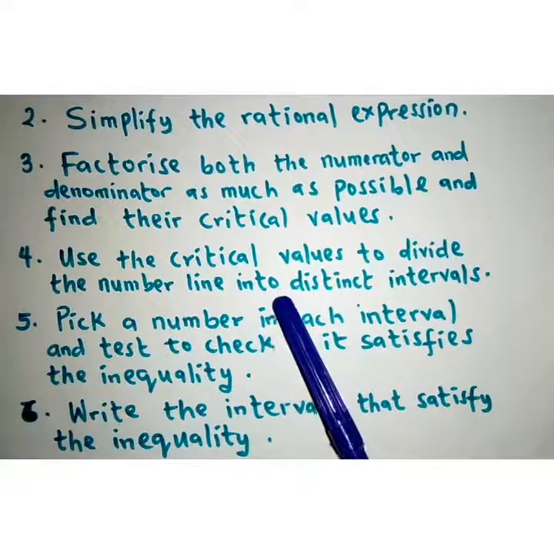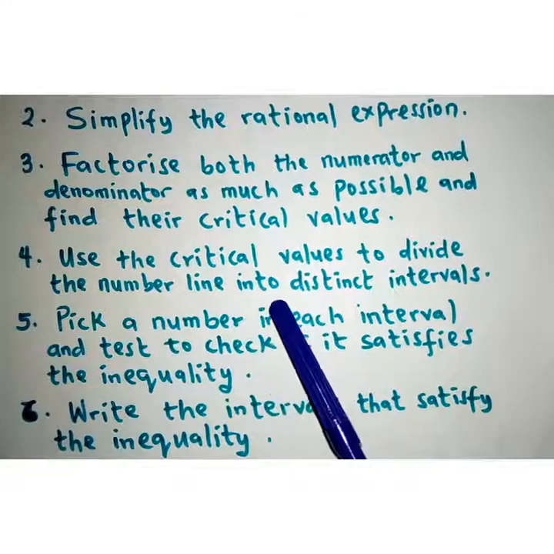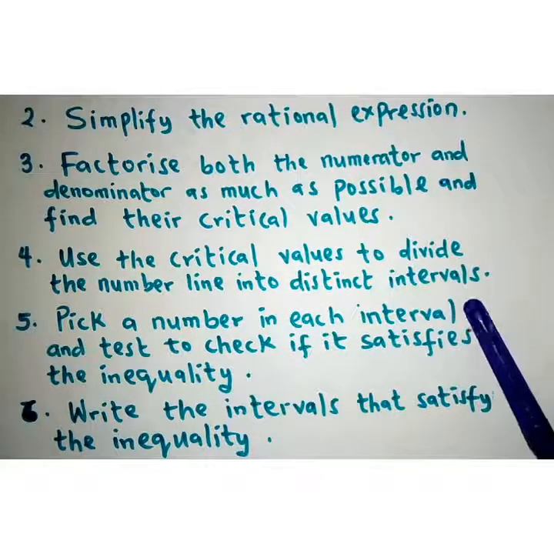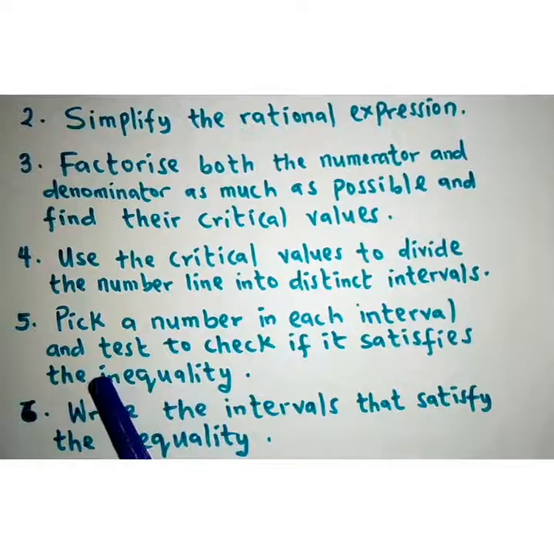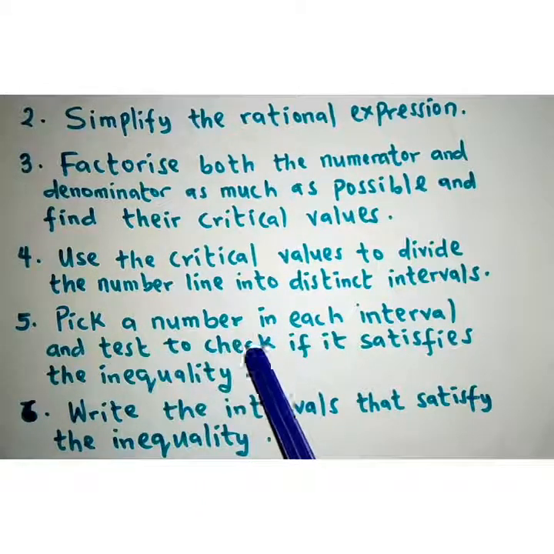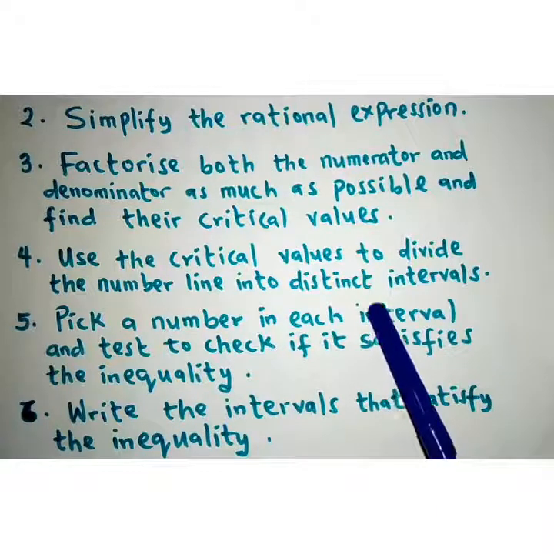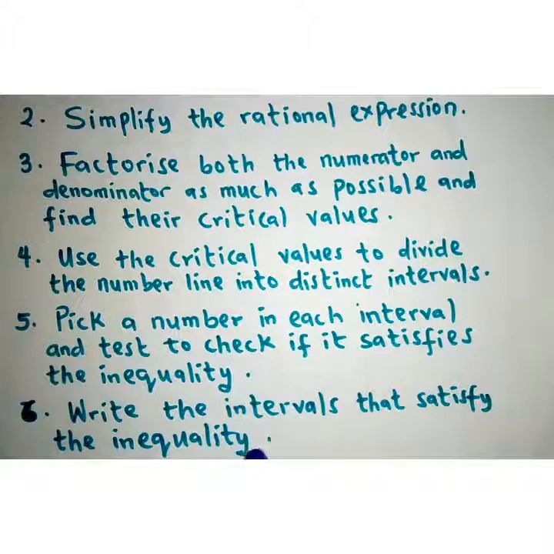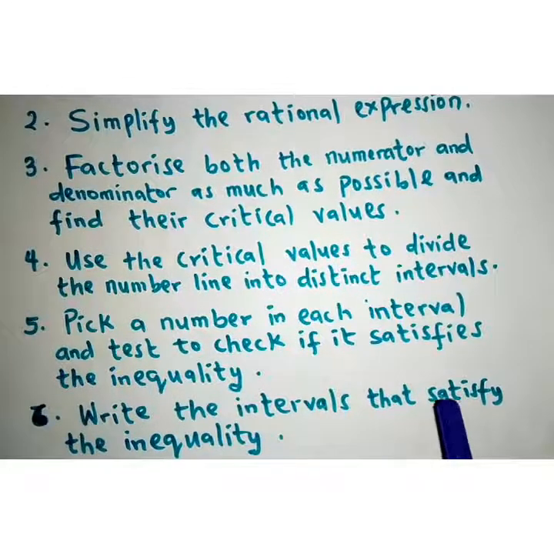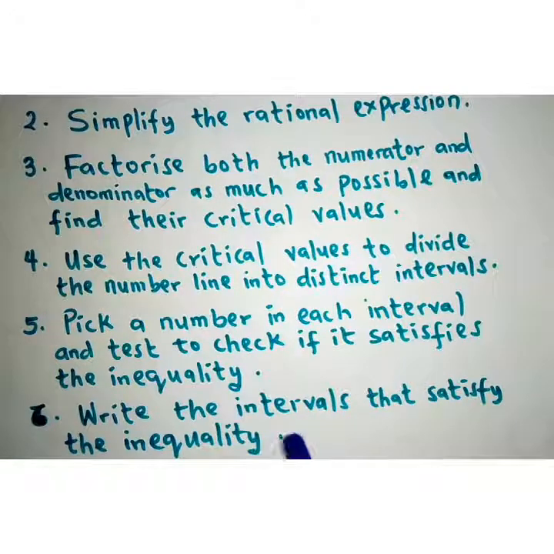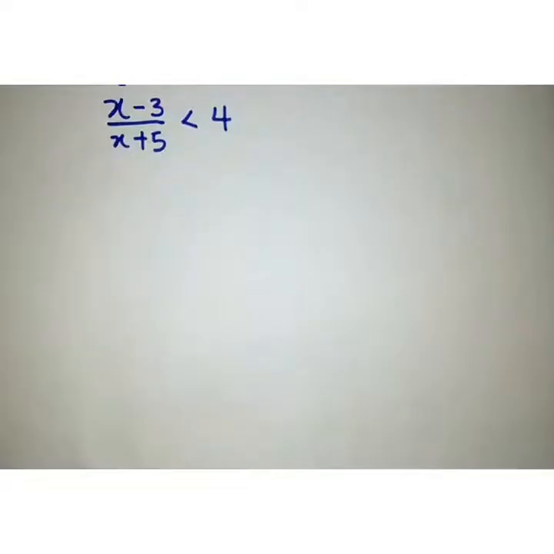And then fourthly, we use the critical values to divide the number line into distinct intervals. And the fifth step is that we pick a number in each interval and test to see if they actually satisfy the inequality. And lastly, we write the intervals that satisfy the inequality. Now let's see some examples to see how this can be done.